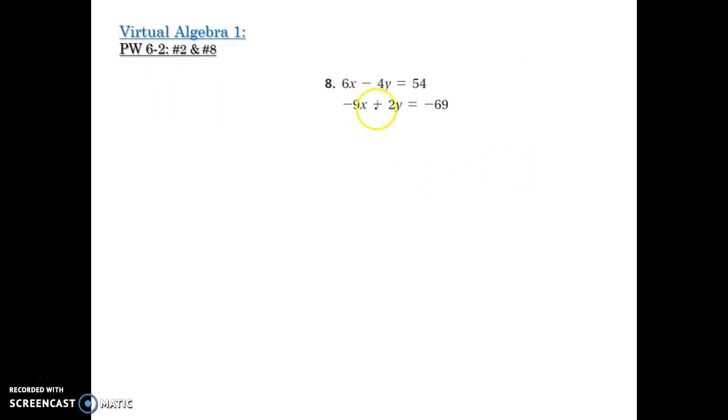So number 8 looks different, doesn't it? We don't have y equals something or x equals something. So substitution is not going to be quite as easy as it was on the last problem. So what I'm going to do is separate these two for a minute and try to figure out which one of these variables is going to be the easiest to solve for, x or y, and which equation. And so I'm going to run you through my thought process here.